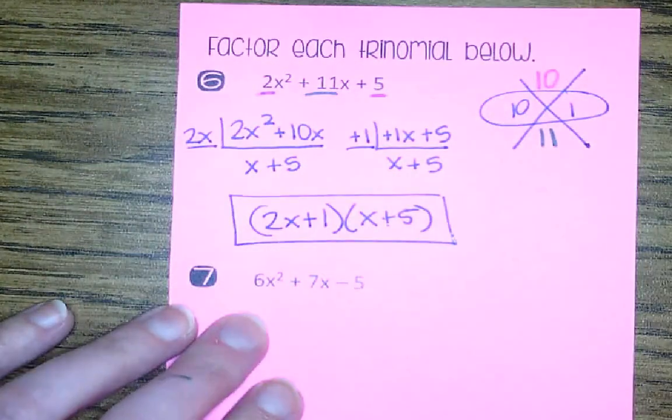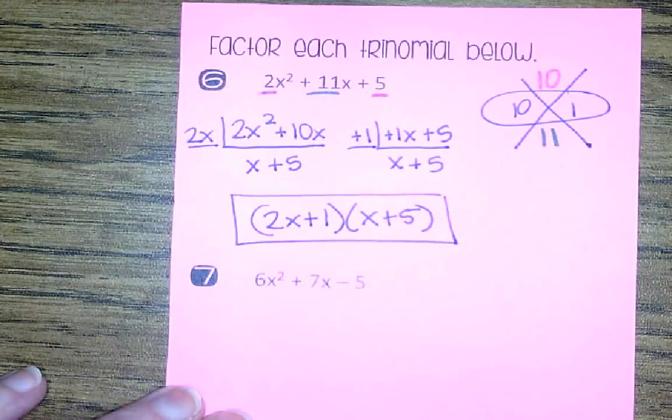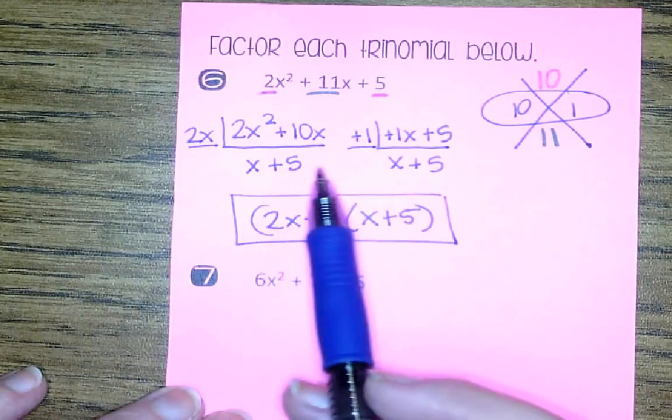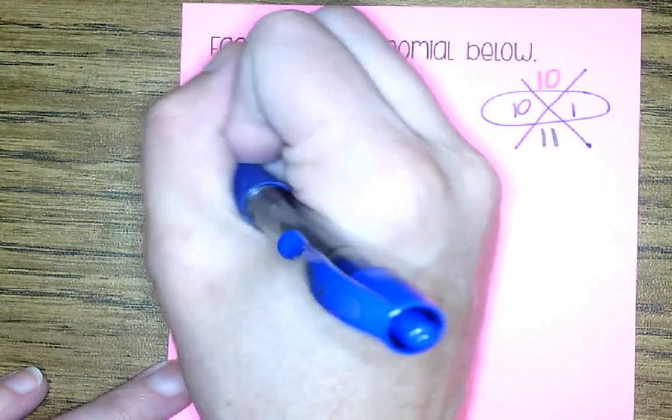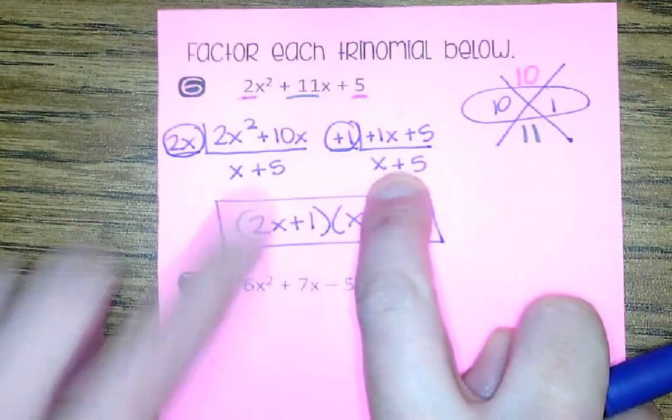One mistake that is easily made, all right, is you can look at this and you say, oh, my two factors are x plus 5 and x plus 5. But no, your two factors are this 2x plus 1 times your x plus 5. Do y'all feel good about that?